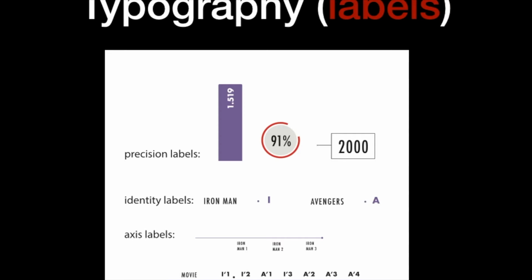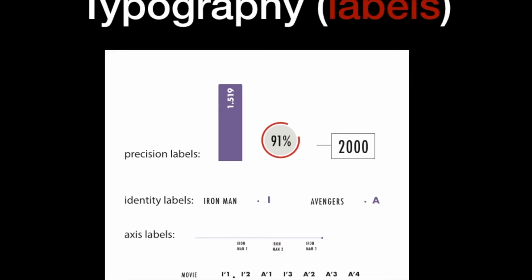I use a bar to represent the box office of that movie, and I also use the wedge in this donut chart to represent the audience scores. And I also use this rectangle box for the year labels. For the identity labels, those are the labels that clarify what our infographic elements represent. For example, here I use an I to represent Iron Man, and the A stands for Avengers.